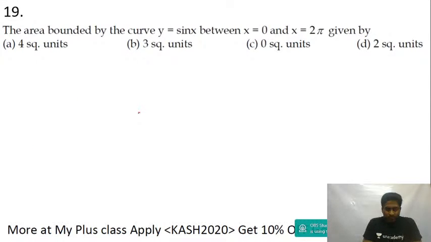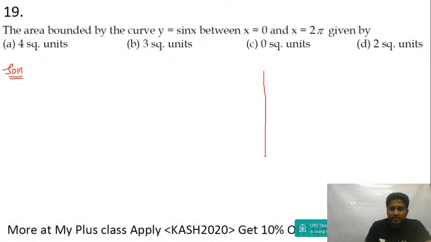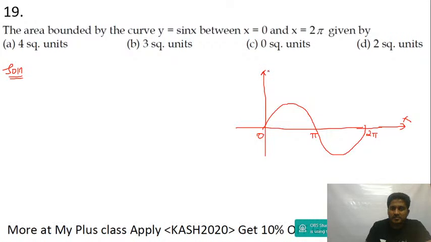The area bounded by y equal to sin x between x equal to 0 and x equal to 2 pi. Okay, these are COMEDK questions. Now if I draw the sine graph, guys, so this is 0, this will be pi, this is 2 pi. Okay, this is x, this is y. Okay, and then this is pi by 2, and then this is equal to 3 pi by 2.